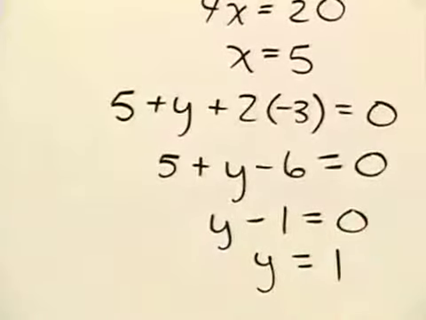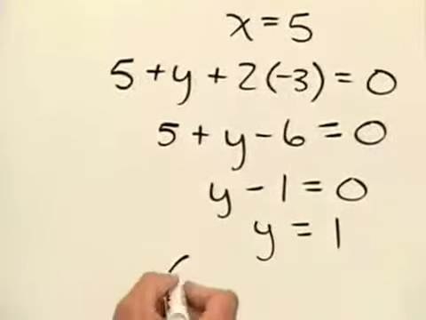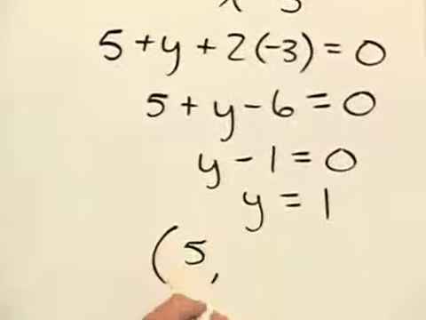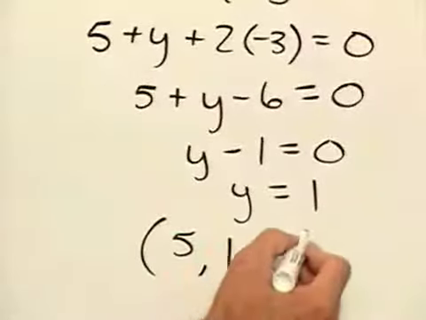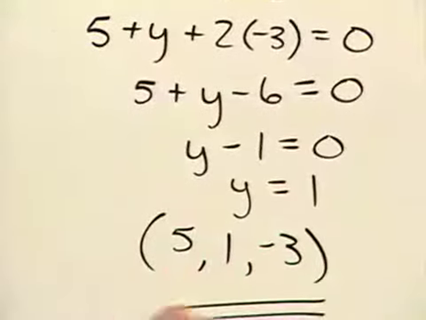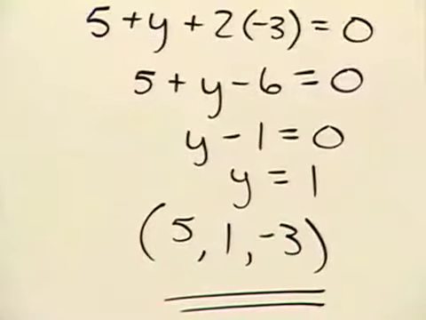So now that I have all three parts of my solution, I'll write them as an ordered triple now, which is my x coordinate of 5, my y coordinate of 1, and my z coordinate of negative 3. So my solution here is this ordered triple, 5, 1, negative 3.